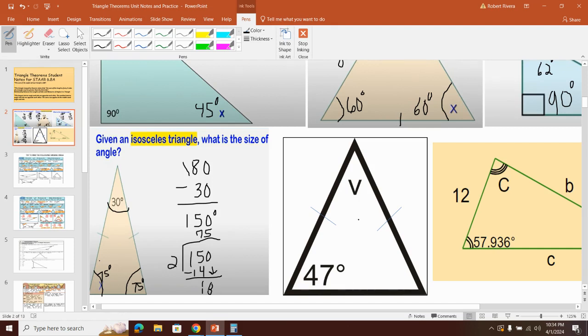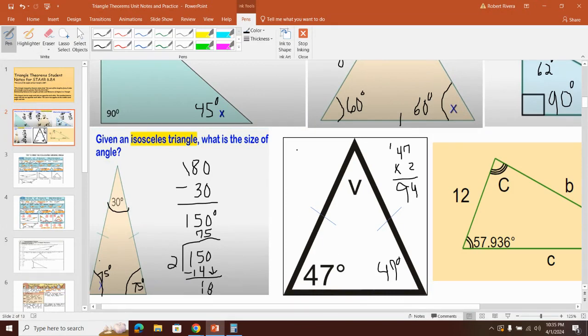Now check this one out. This one, they want us to find V, but this time they gave me a base angle. So like I said, if these two sides are equal, really they gave you two angles. Why? Because if this is 47, this has to be 47 because they're isosceles. So now I can go 47 plus 47, I'm sorry, because they're isosceles. That'll be 94. So together they equal 94.